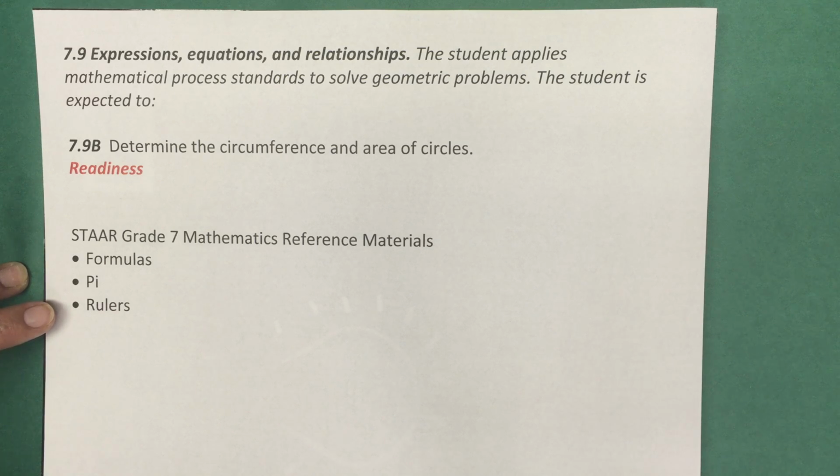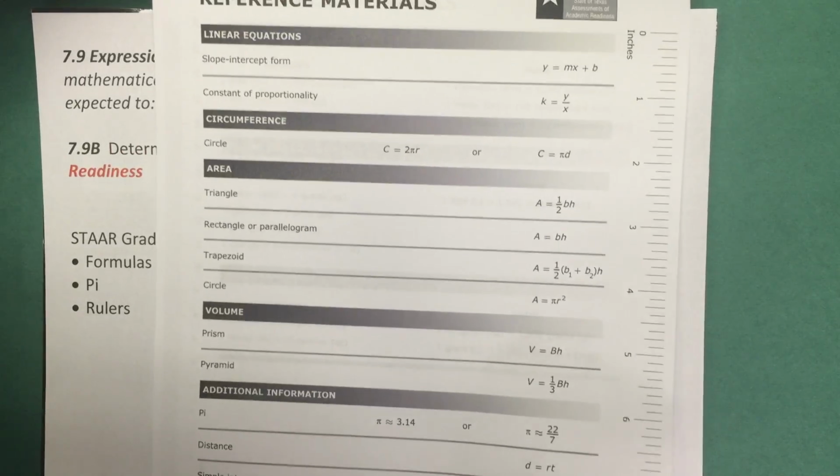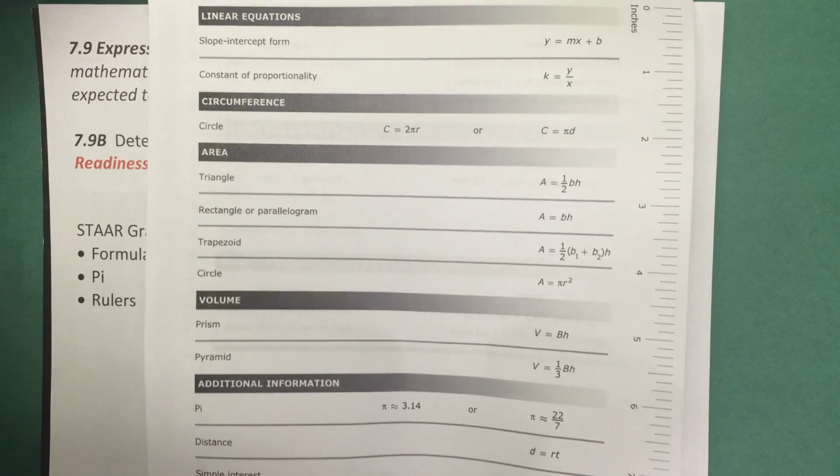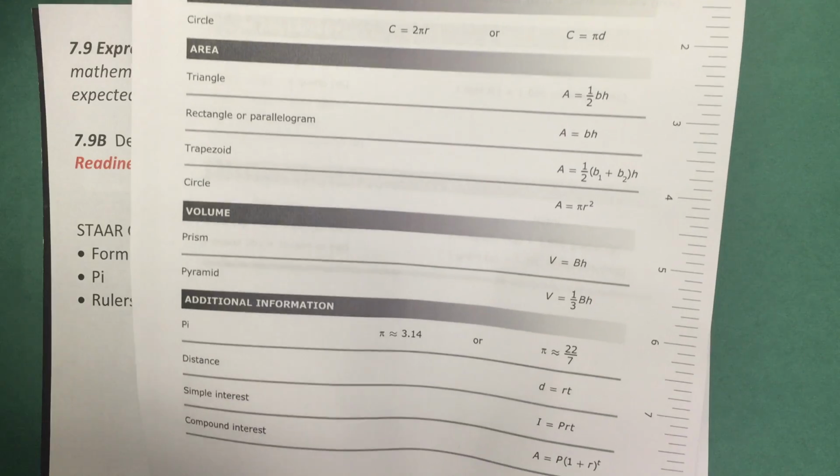In some cases on the STAAR test, students may be asked to use the ruler to measure dimensions before finding circumference and/or area of circles. So let's take a look at the reference materials for grade 7. This is the reference chart that the students get to use on the day of the STAAR test.